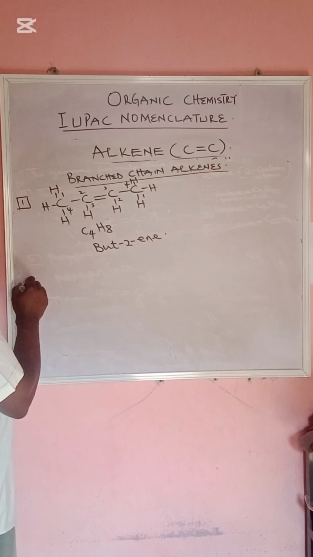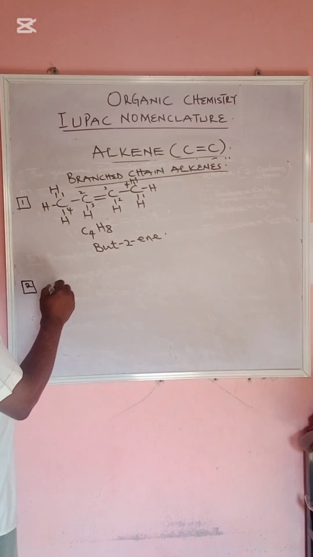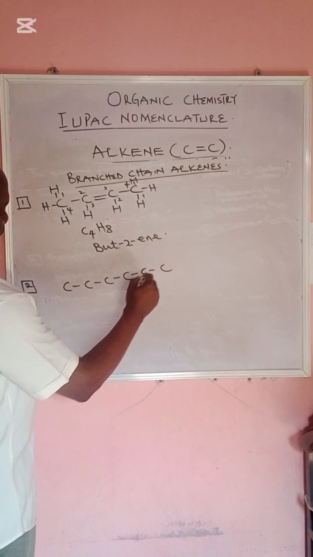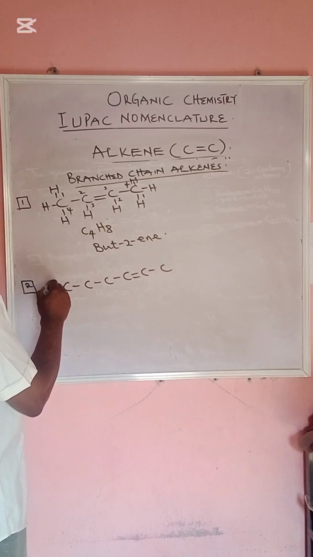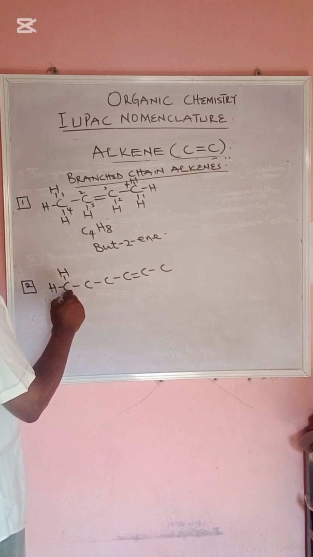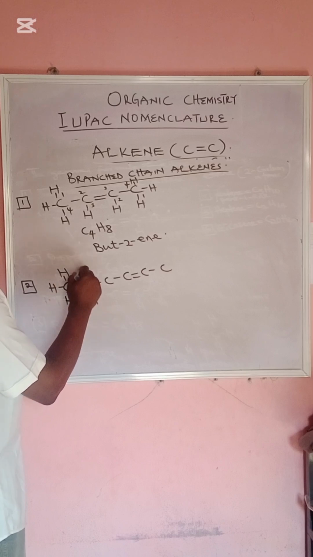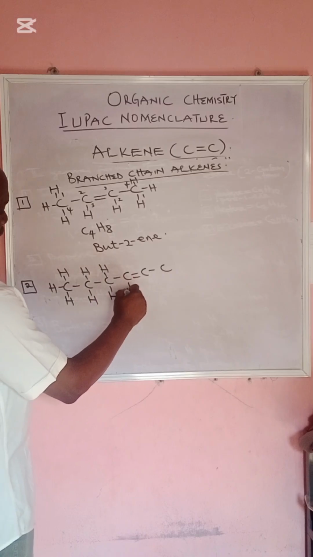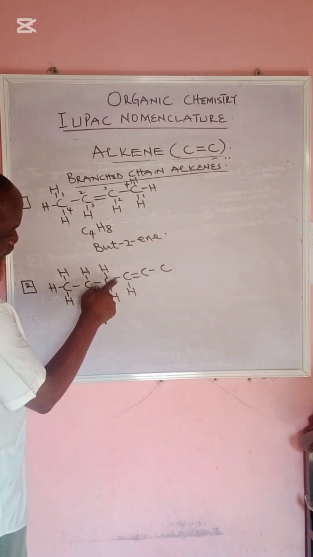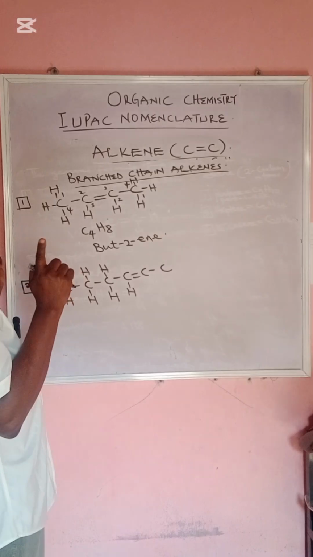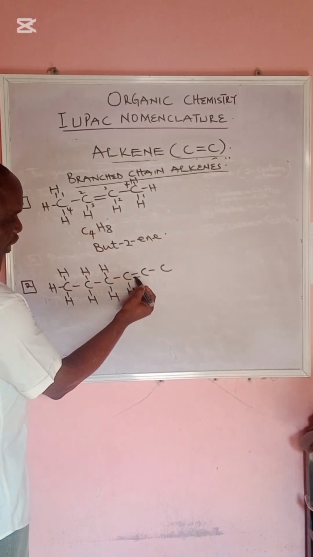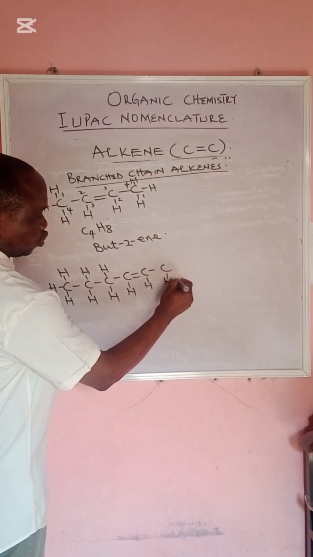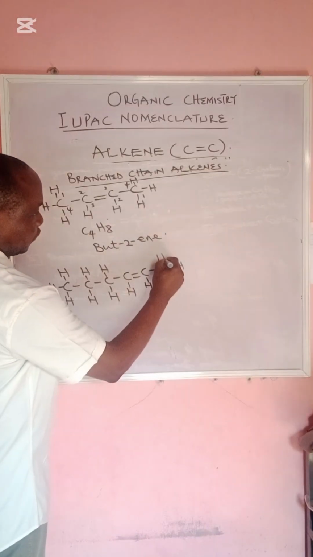So that is 1, 2. Let's see this. 1, 2, 3, 4, 5, 6. And you have A here. You have hydrogen here. Let's count it. Be careful here. 1, 2, 3, 4. You cannot put hydrogen up again. 1, 2, 3, 4.